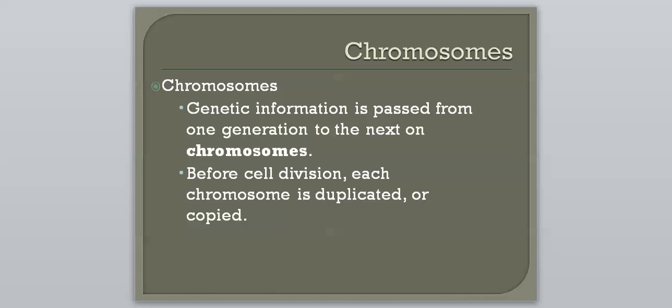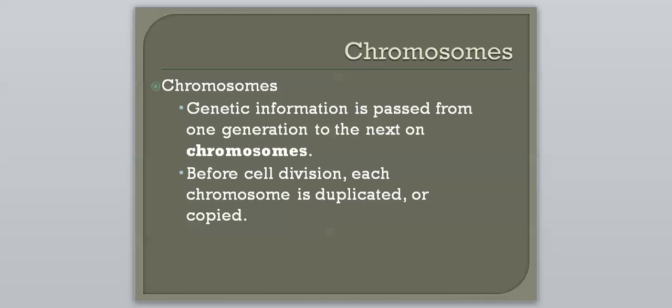And chromosomes, again, we went over this when we talked about the cell and all the different organelles. So genetic information is passed from one generation to the next on things that are called chromosomes. Remember, we said these would be like our genes. What makes our hair the color it is, what makes our eyes the color they are, how tall we are, things like that are all going to be housed on the chromosomes. So that's what genetic information is. So chromosomes hold who we are, basically. And so before cell division, each chromosome is duplicated or copied.